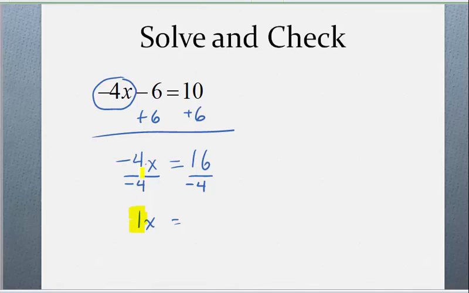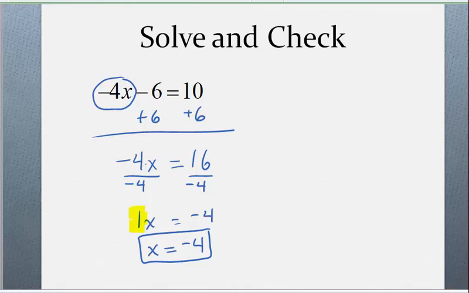So if you have a negative 4 and you're going to be dividing, you have to divide a negative by a negative to get a positive 1. So that's how you know it's got to be a negative 4 that you use. On the right side, 16 divided by negative 4 is negative 4, and 1 times x is the same as x. So my solution is x equals negative 4.